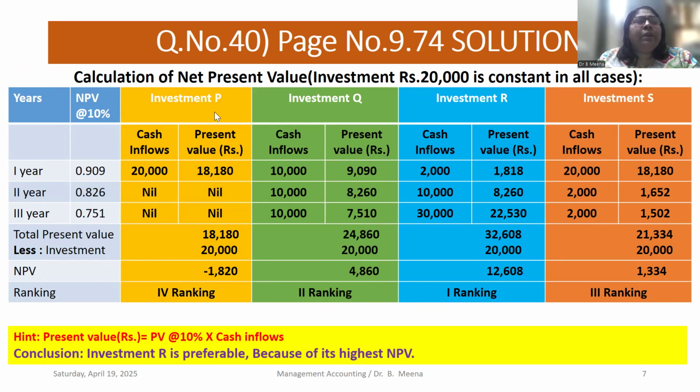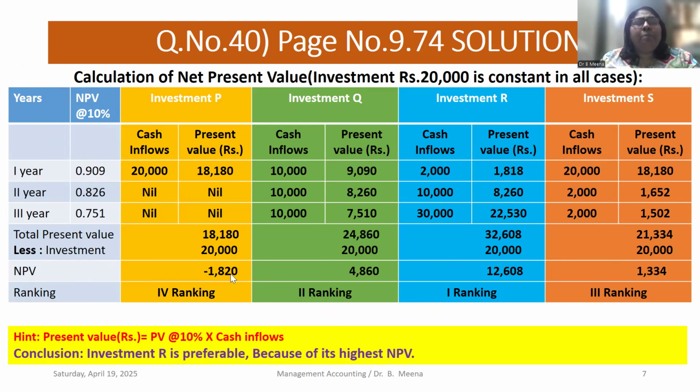Then look at that. I calculate the total present value: for investment P, 18,180; for Q, 24,860; and for R, the summation of 1,818, 8,260, and 22,530, I'll get 32,608. Likewise, I'll add all these three years for investment S, and I'm getting 21,334. In the usual way, like the previous problem, I compare it with the investment. It is 20,000 only.